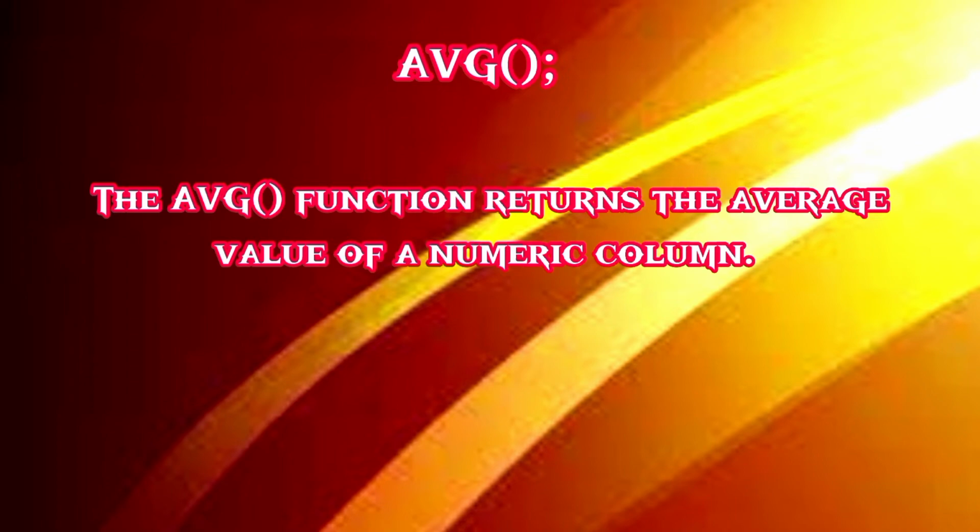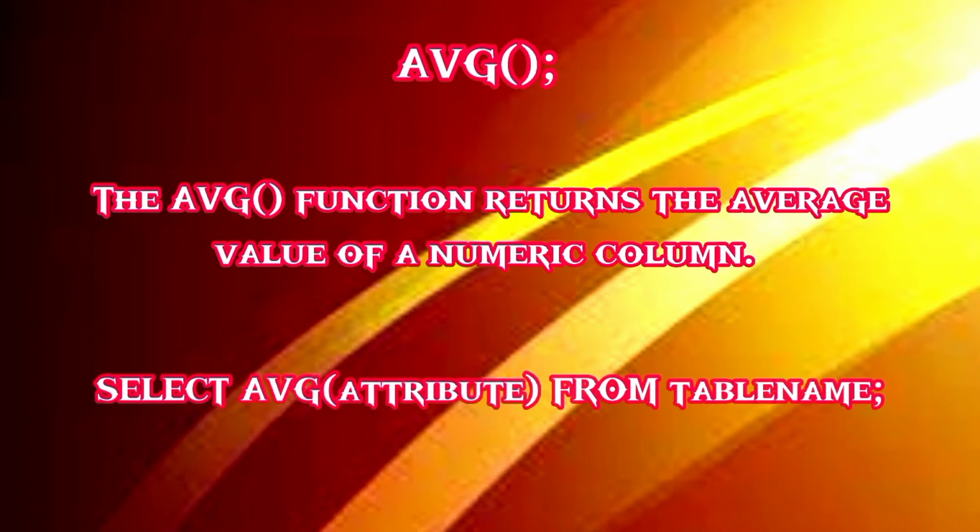AVG command or average command. The AVG function returns the average value of a numeric column. So ang kaning AVG command guys, ang function ani niya is to get the average ra gyud. So ang iyang syntax, select AVG, open parenthesis, attribute, close parenthesis, from, and then table name, and then semicolon.